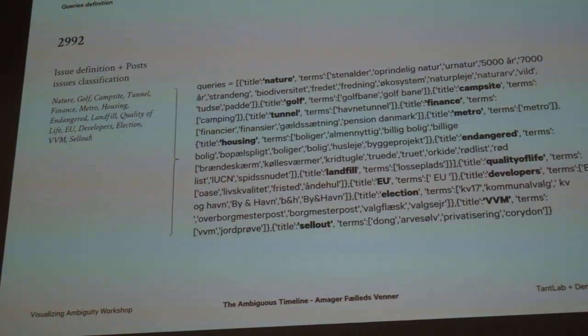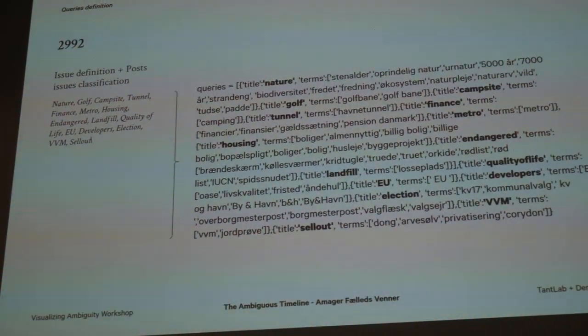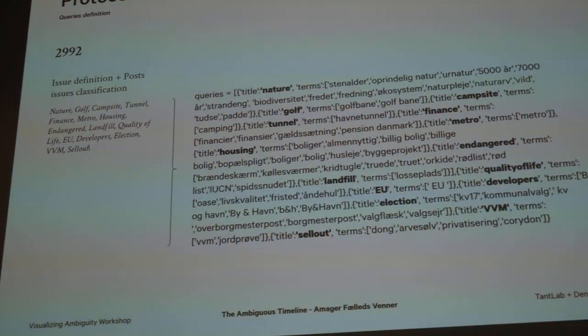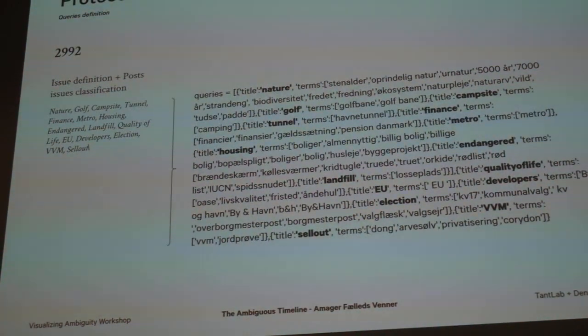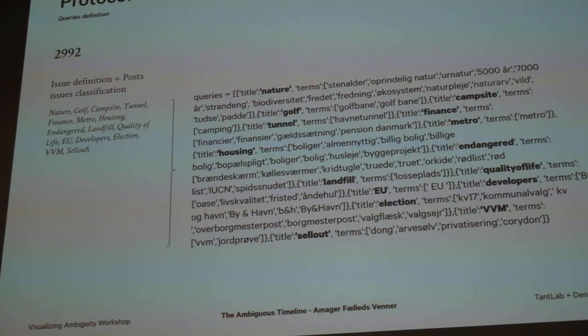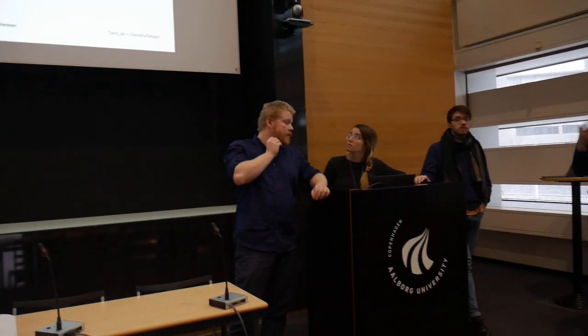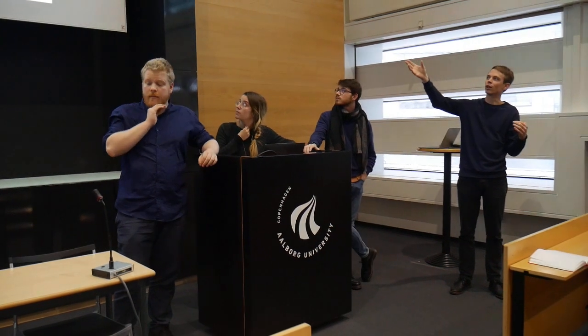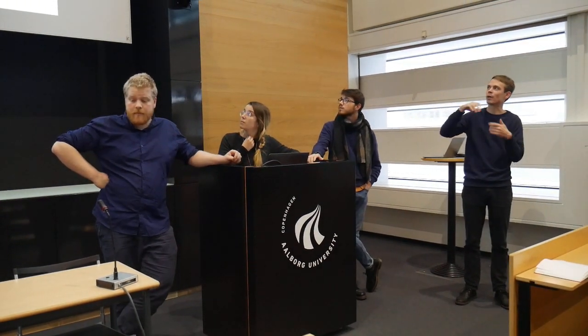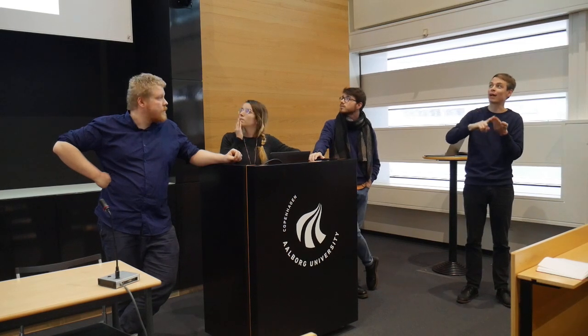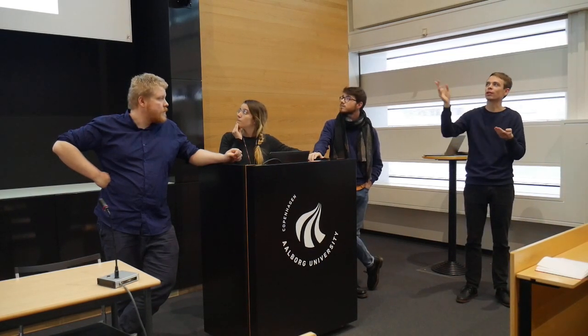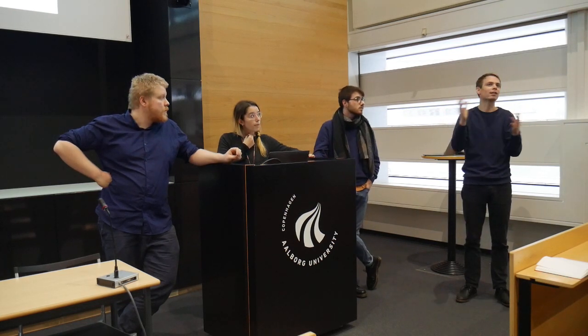And this is in detail what was the queries definition. I mean, we selected some topics, and with the help of Anders, we selected some words related to each topic. And just to briefly answer this, this is the concrete example of what we mean when we talk about multiple issues being at work in a controversy. So we have 15 different concepts, such as a concern about nature, a concern about golf, a concern about a campsite, a concern about a tunnel, finance, metro, housing, and so on. So these are the different issues or concerns, or what you want to call them, that could enact different timelines inside the controversy.